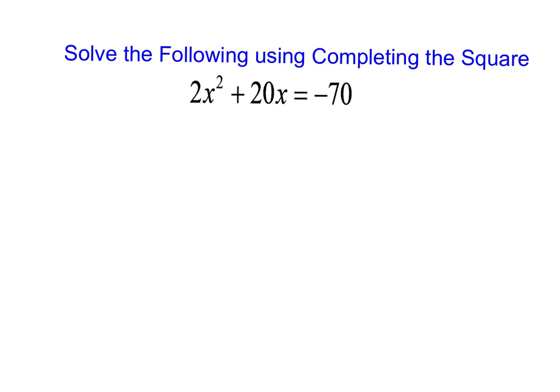Regardless of whether or not our a value is 1, when we're using the completing the square strategy, we are always going to start by putting all of our terms that contain an x squared or an x on one side of the equation, and then putting our constant, which are all of our terms that don't contain a variable, onto the other side of the equation. And so we can see that this one is already set up and ready to go for completing the square.